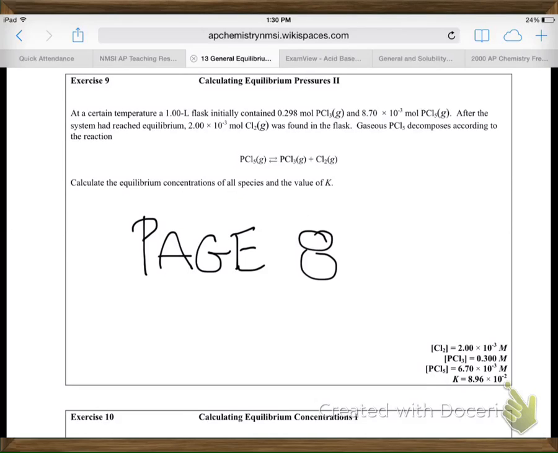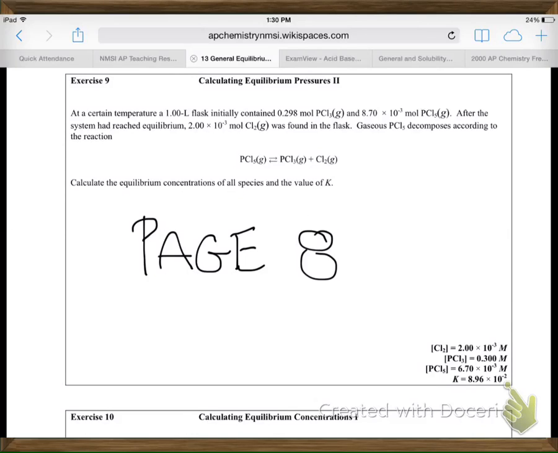What we want to do here is look at the previous page where it says setting up a RICE table. This RICE table is going to be very important in doing these types of equations when you're given initial concentrations and equilibrium concentrations, and you need to figure out eventually a value for the equilibrium constant K. So if you look at the previous page at RICE, that's what we're going to set up. R for the balanced reaction, I for the initial concentrations, C for the change, and E for equilibrium.